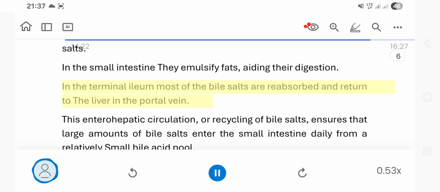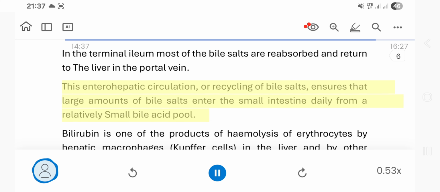In the terminal ileum most of the bile salts are reabsorbed and returned to the liver in the portal vein. This enterohepatic circulation, or recycling of bile salts, ensures that large amounts of bile salts enter the small intestine daily from a relatively small bile acid pool.